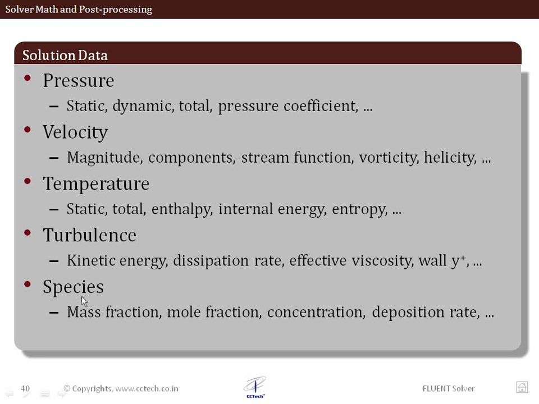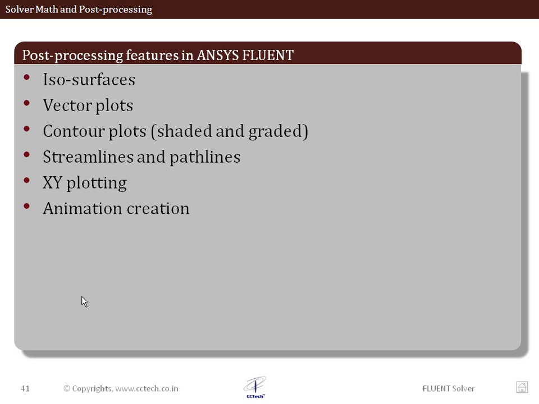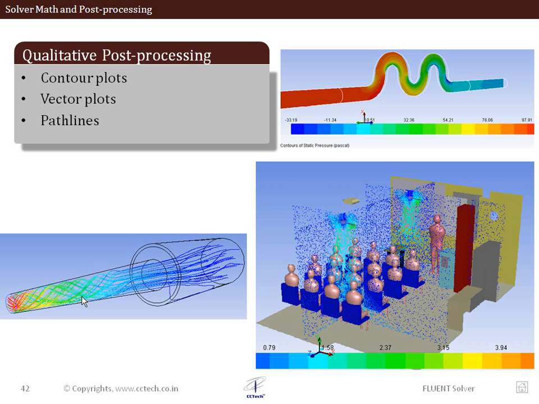variables that we are solving for as dependent variables. And we can post-process them on isosurfaces. We can create some vector plots as well. We can also generate contour plots, some path lines or streamlines depending upon whether it's a steady state flow or not. We can also generate XY plots, and some animations can also be created in ANSYS Fluent. These are some of the features available.